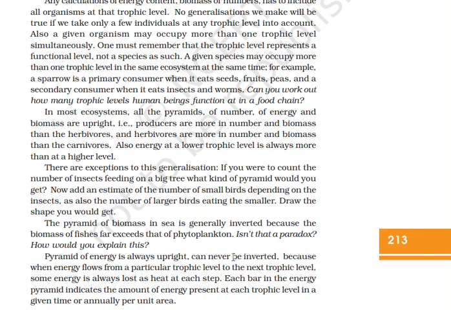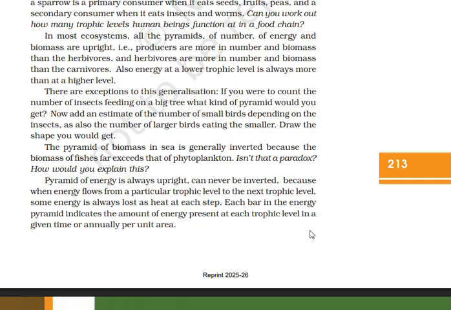Pyramid of energy is always upright and can never be inverted, because when energy flows from a particular trophic level to the next trophic level, some energy is always lost as heat in each step. Each bar in the energy pyramid indicates the amount of energy present at each trophic level in a given time or annually per unit area.